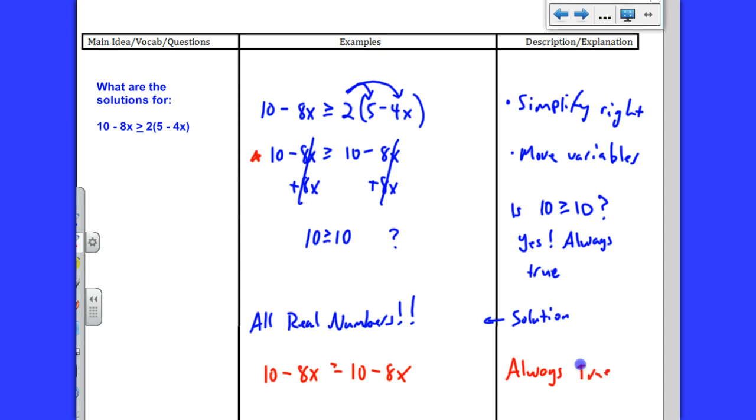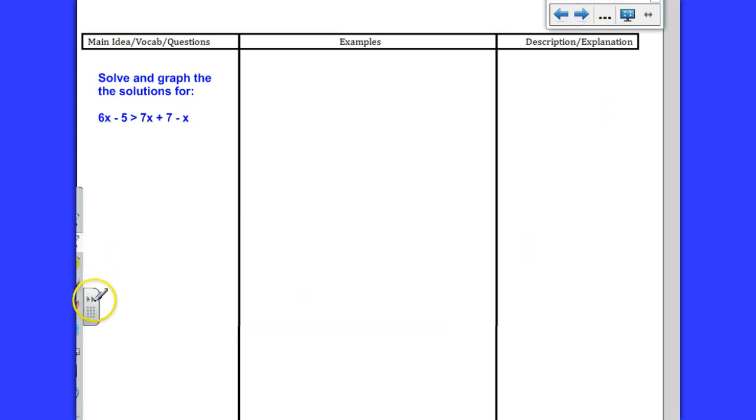So the answer to that question is all real numbers. You can also call it identity. We've called it that in the past when you basically have the same equation on both sides, two that are equal. So that's one that you'll have to be able to solve and interpret, because your important piece there is interpreting the problem. And then on this one right here, let's look at another strange thing that's going to happen.